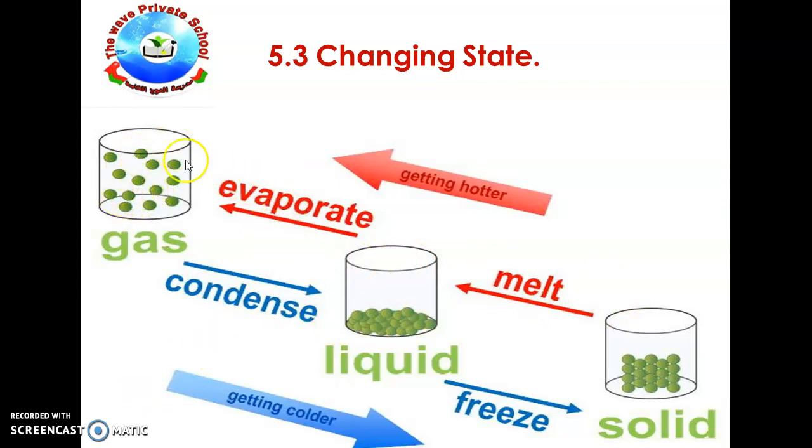When this warm gas gets cold enough, it will change again into liquid form. That means gas, when it gets colder, changes into liquid. That is the process called condensation. You can give the statement: gas condenses to give liquid water. And if you put this liquid water in the fridge, it will change into a solid form. You can give the statement: liquid freezes to give solid. So here you can understand that melting is the reversible process of freezing, and evaporation is the reversible process of condensation.